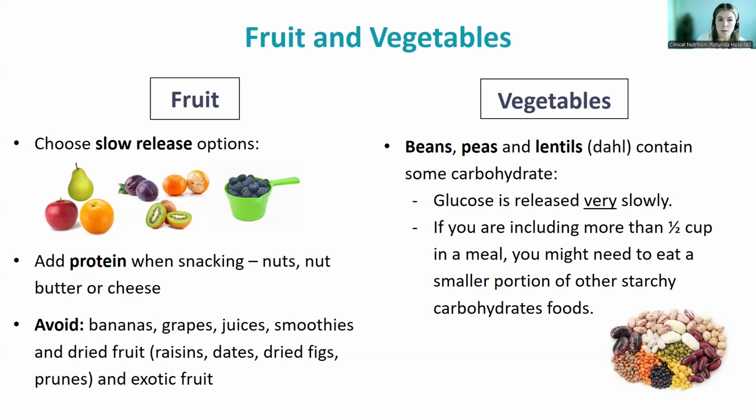We would explain though, if you are including more than half a cup of beans or peas or lentils in your meal, you might need to have a slightly smaller portion of starchy carbs on your plate. So for example, today if you had chicken curry and rice, that was fine, no problem. Then tomorrow if you had chickpea curry and rice, you might need to have a slightly smaller portion of rice because there's also carbohydrates in your chickpeas as well.